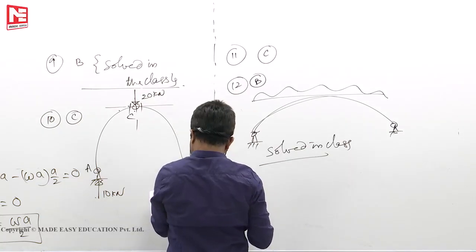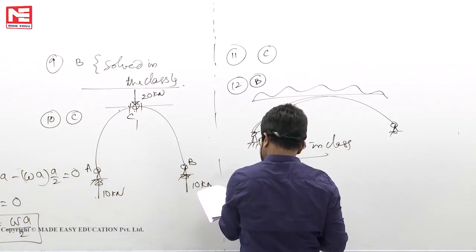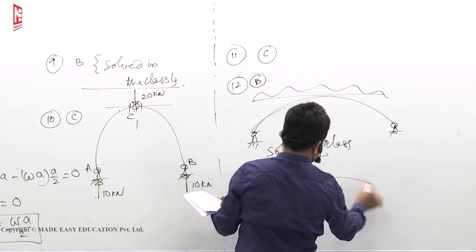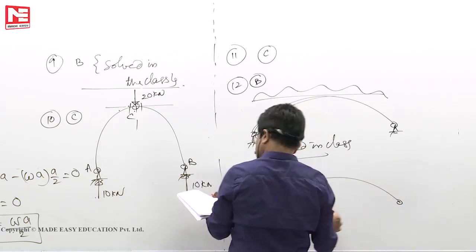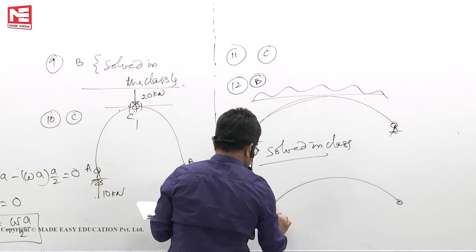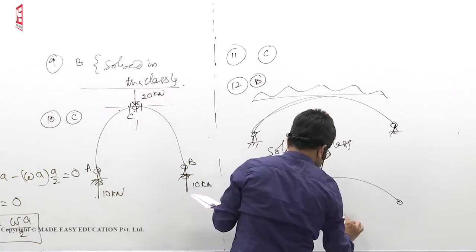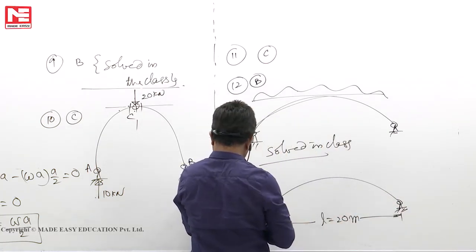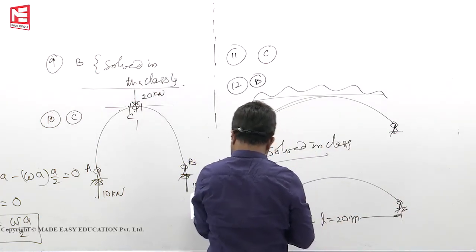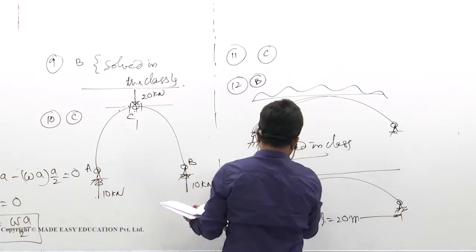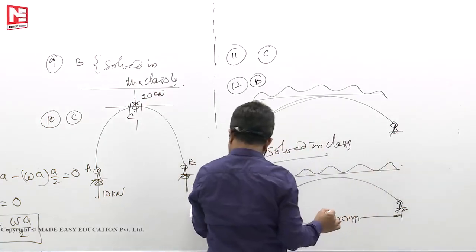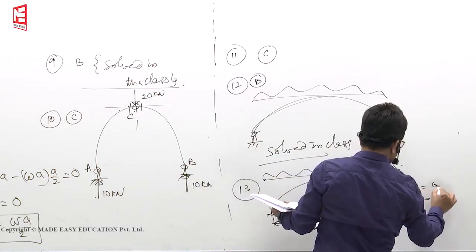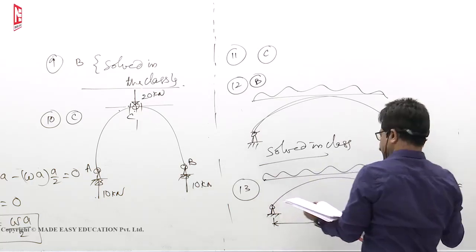Next, 13. A symmetrical parabolic arch of span 20 meters is hinged at springings. It supports a UDL of 2 tons per meter run of the span. So that means you have to assume full length. Find the horizontal thrust in tons at each of the springings. For a symmetrical parabolic arch, again the formula is the same, WL square by 8H.